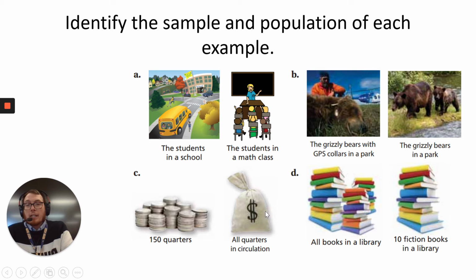For the quarters idea, all the quarters in circulation would be the entire group, but then the 150 quarters that you have, for example, would be a sample of that.